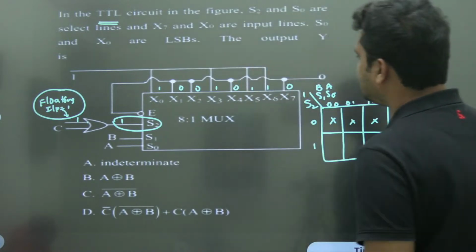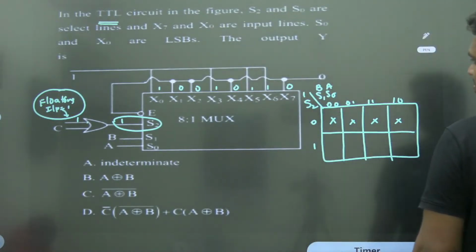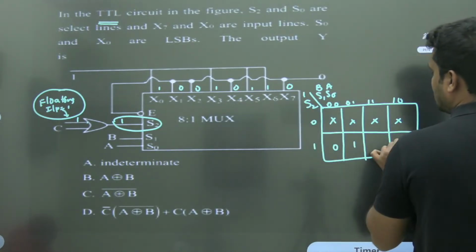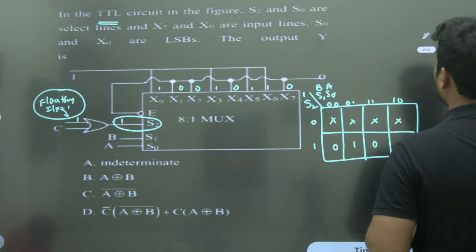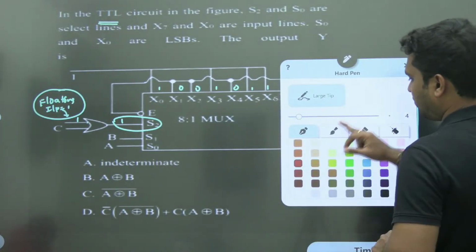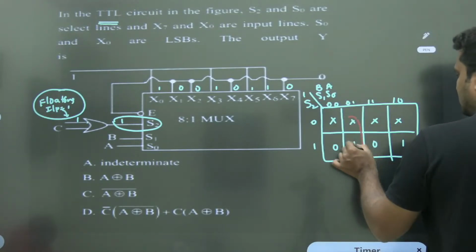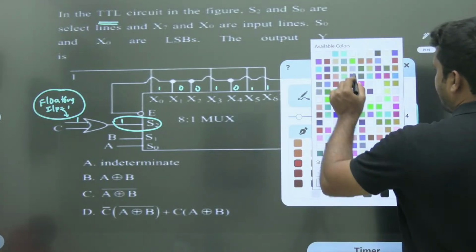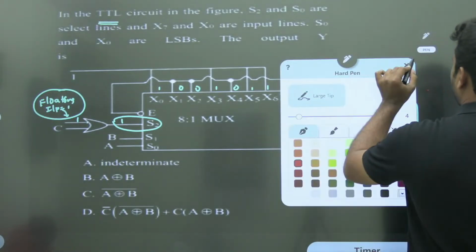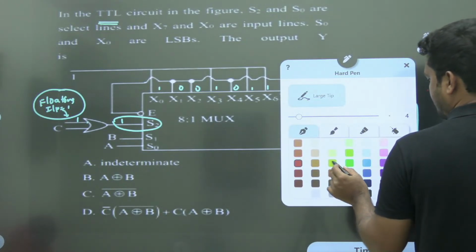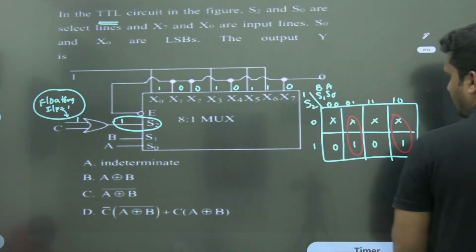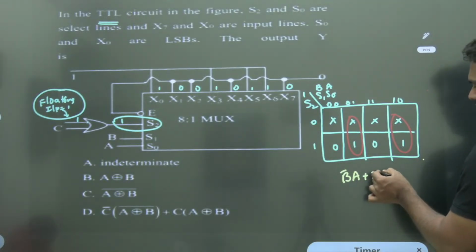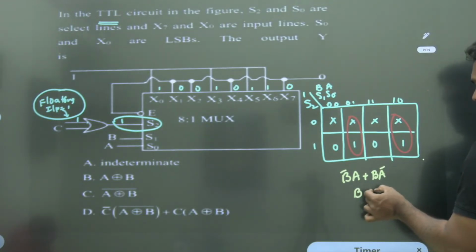So what is left, sir? S2 equal to 1, for 4, 100, what is the input? 0. For 5 it is 1, 6 it is 1, 7 it is 0. You can do it in two different ways. One is you consider this don't care, and write the answer as B bar A plus B A bar. That will give me B XOR A.